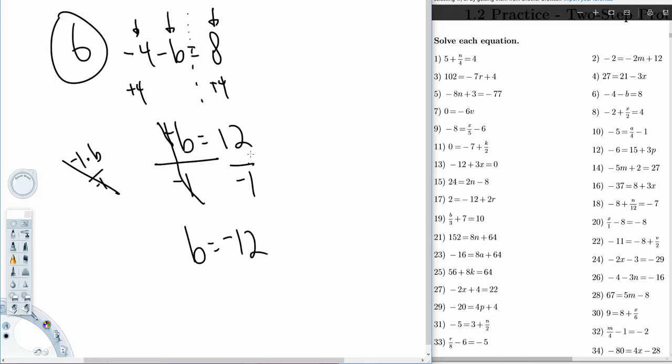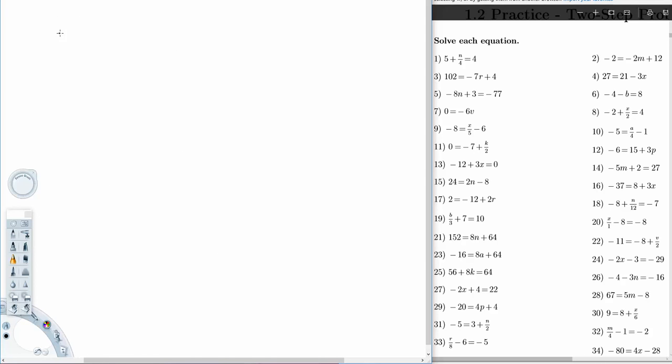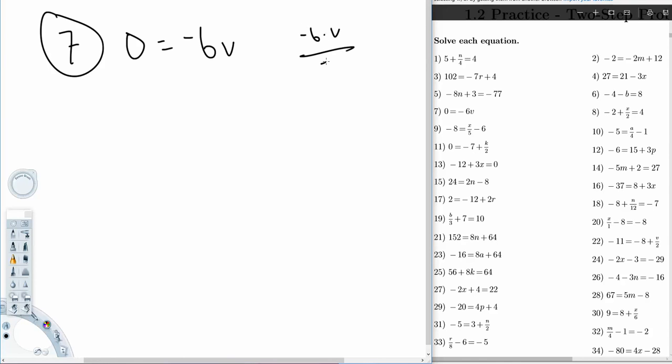That is the answer, right? Positive divided by negative equals a negative. Very tricky, that one. Here's another tricky one. All right, 0 equals -6v. So this is really -6 times v. We'd have to divide by -6 to cancel that out. That's what we'll do.